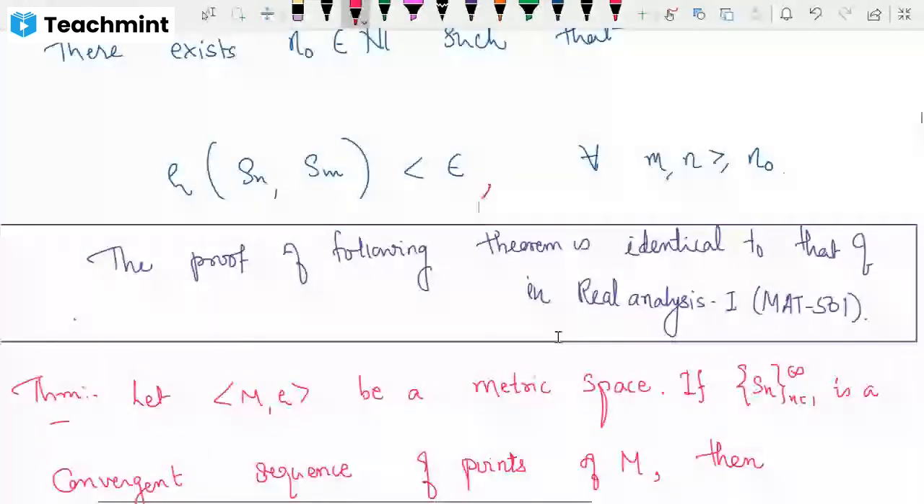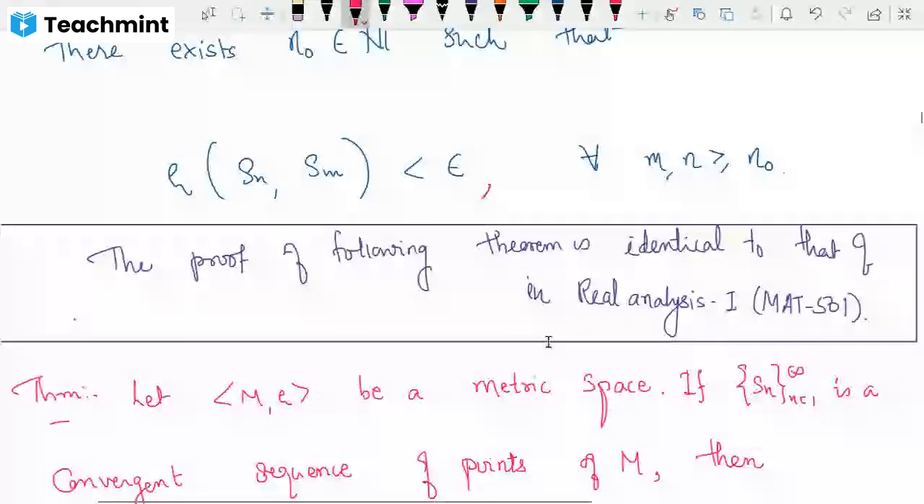All these definitions we have seen. Sorry, the following theorem is identical to that in Real Analysis 1. All this part we have seen in Real Analysis 1, that is MIT 501. So similar definitions we have seen already.